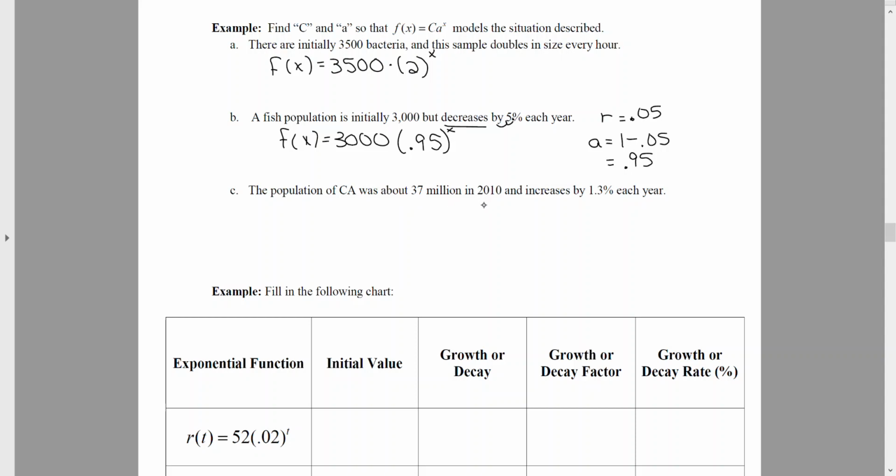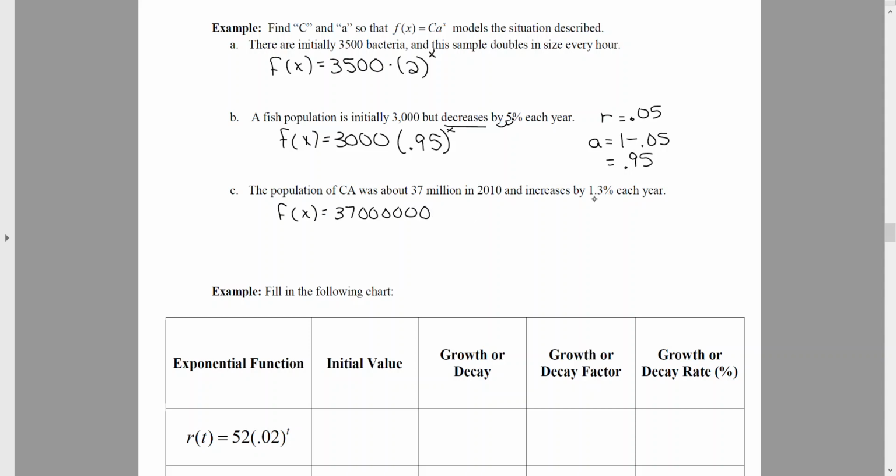For part C, the population of California was 37 million in 2010. That's our initial amount that we're starting with. Increases by 1.3% each year. So again, we're assuming that we're starting in 2010. That's going to be our initial amount. So 37 million.